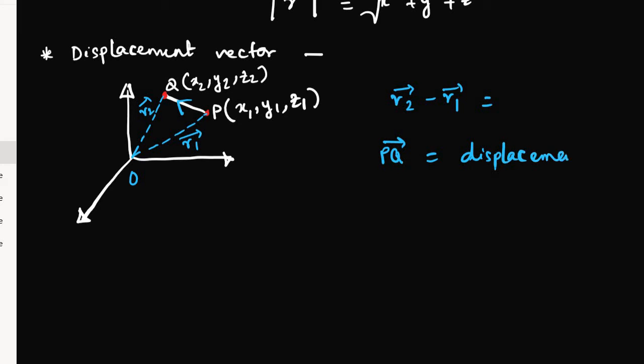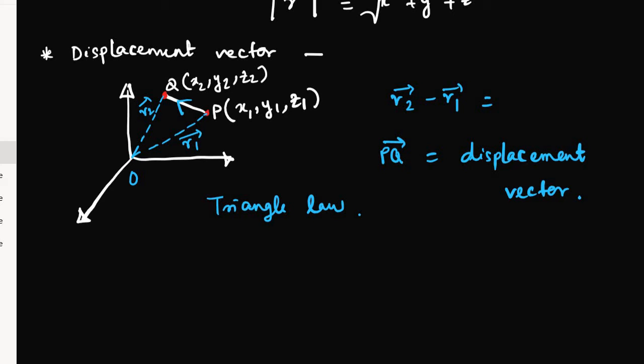And how to find it? As we know from the triangle law of vectors, that's how we are going to find it. You must emphasize the direction because it is from P to Q, not Q to P. So PQ is the displacement vector, and the triangle law of vectors will be applied. Vector addition will be applied.